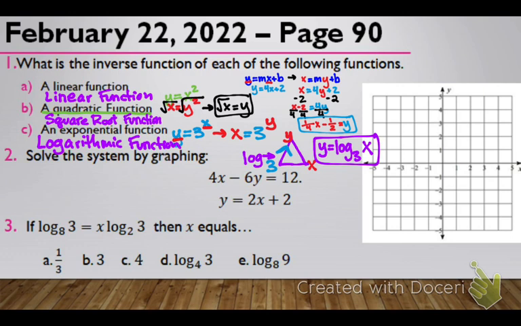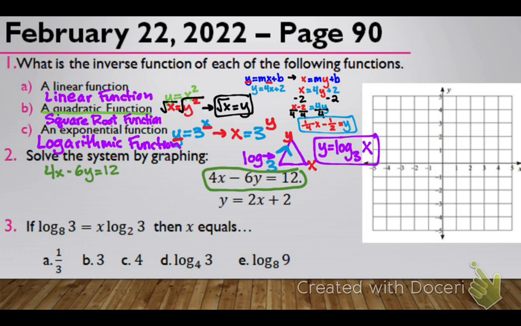Problem 2 says solve the system by graphing. Can we graph that first equation the way it is? Not quite. I'm sure there's a way, but what would make it easier? Getting one variable by itself. Which variable would we want to get by itself? Y. So we have 4x minus 6y equals 12. And Dalen said we want to get y by itself.